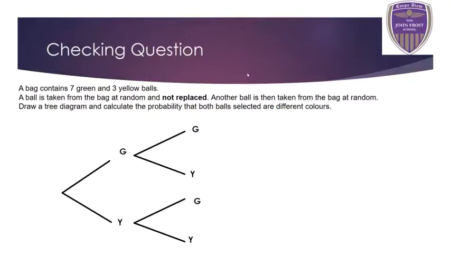Okay, welcome back. So for this question then, let's just fill the information out first of all. A bag contains 7 green and 3 yellow balls. That's why we've got green and yellow here. So this is the first pick, and this is the second pick.